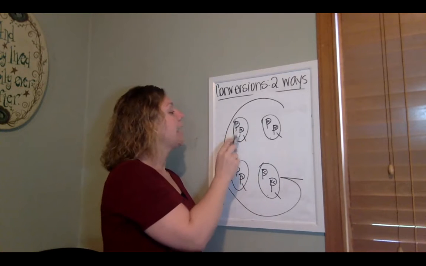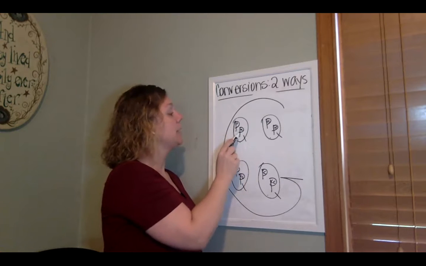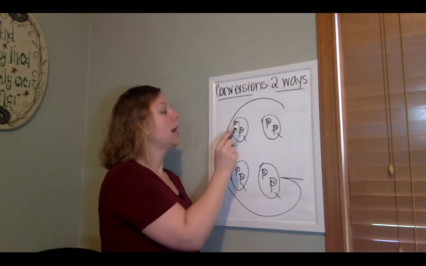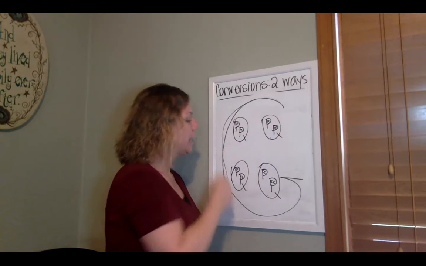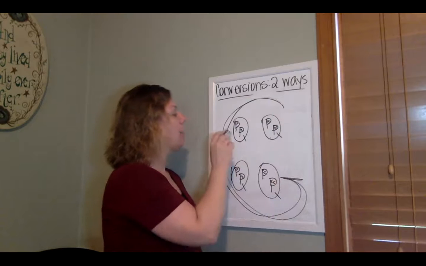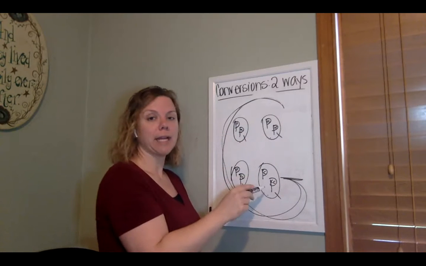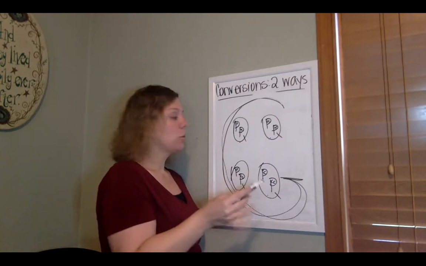Okay, how many pints are in 1 quart? How many P's are in a Q? There's 2 pints in 1 quart. How many pints are in a gallon? So now I'm looking at my big gallon. How many pints? 1, 2, 3, 4, 5, 6, 7, 8. So there would be 8 pints in 1 gallon. See how that works? So you can kind of go whichever way.